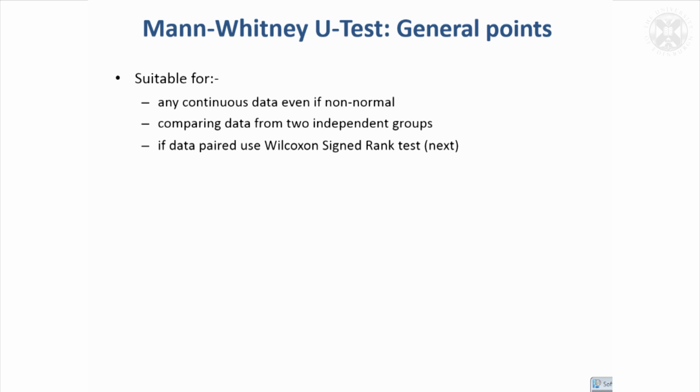So to summarise a few general points about the Mann-Whitney U-Test, remember this is the equivalent of the t-test for parametric data to compare two groups. So it's suitable for any continuous data, and it can be used with non-normal data, used for comparing two independent groups. We'll be looking at next something called, for paired data, the Wilcoxon signed rank test, but we'll leave that for the next slide.